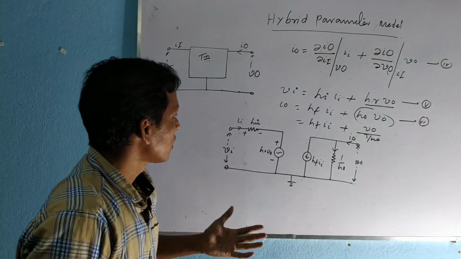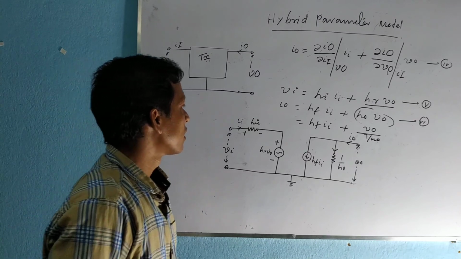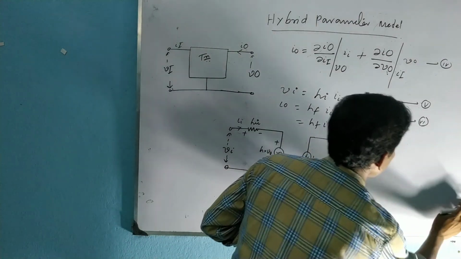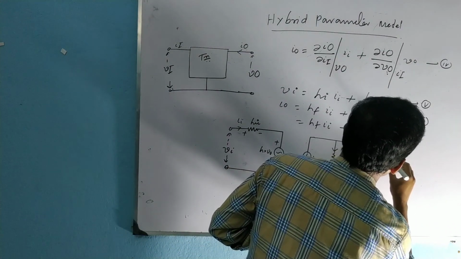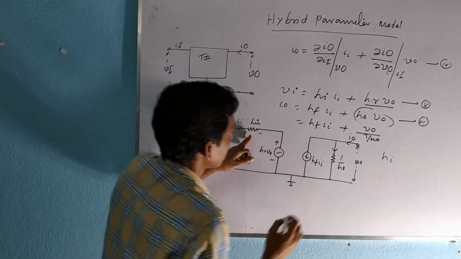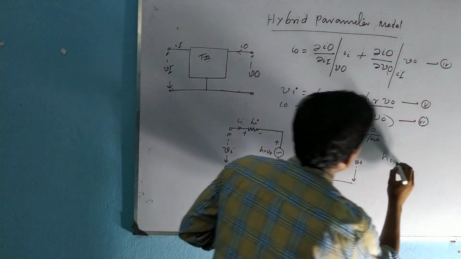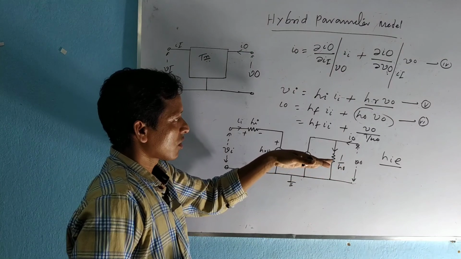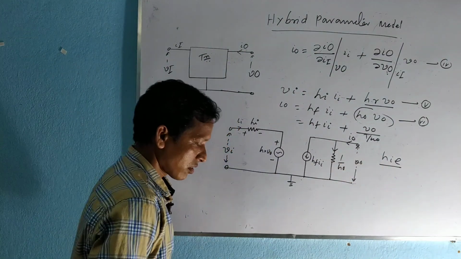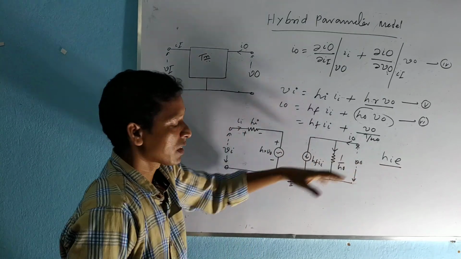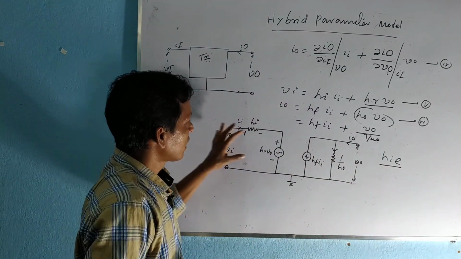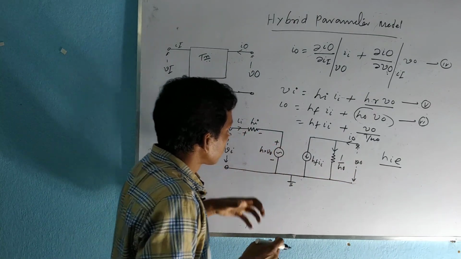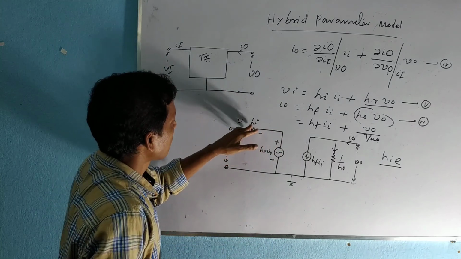Okay, and if we choose the mode of the transistor, then I will change the input impedance HI to HIE, corresponding to the common emitter mode; corresponding to the common collector mode, this will be HIC; corresponding to the common base, HIB. But for all modes of the circuit, the hybrid parameter equivalent circuit will be the same. I will just change the parameters.